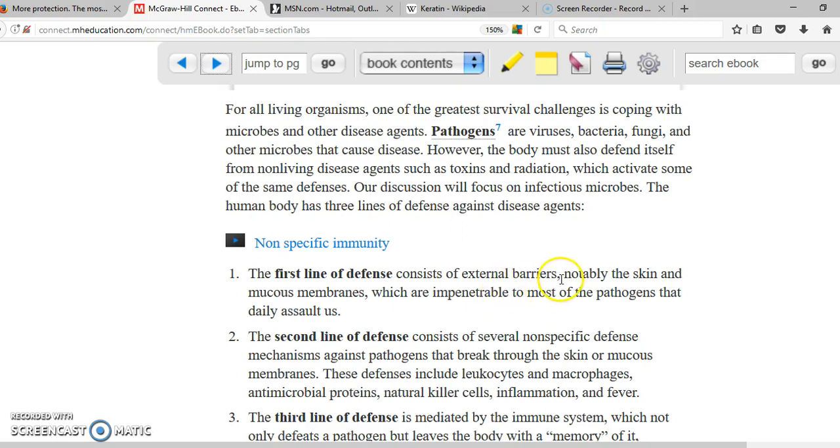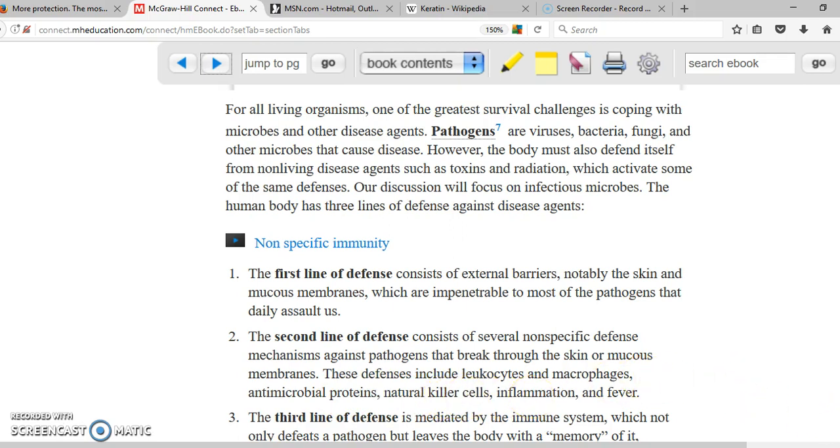So the next one that we have is the second line of defense. In this case, this one is also non-specific. And this is going to consist of the cells such as leukocytes and macrophages, as well as some proteins found in the blood, natural killer cells, inflammation, as well as fever.